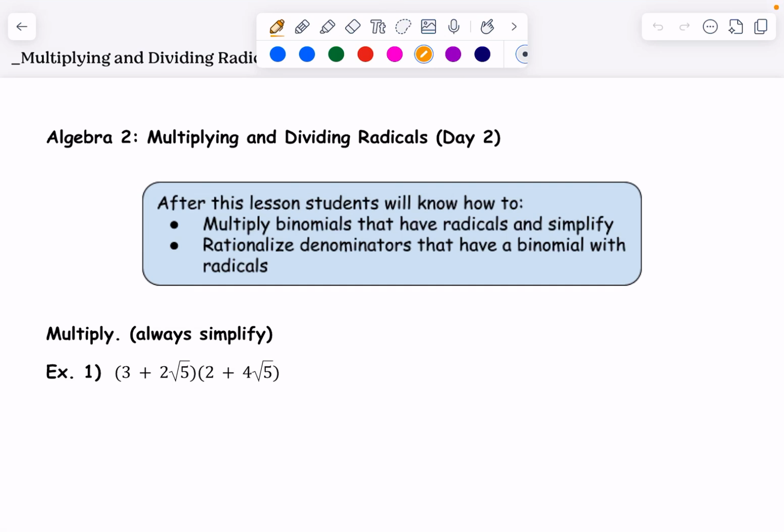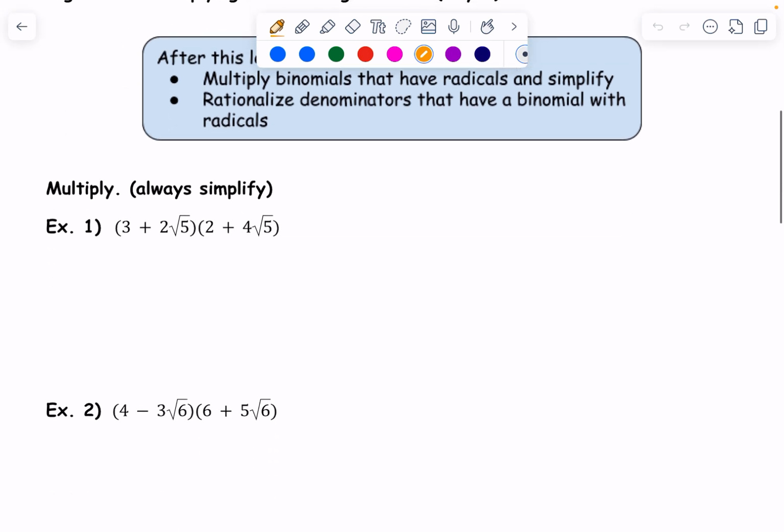Today we're going to do multiplying and dividing radicals again, but this is day 2 because we are going to be multiplying binomials that have radicals and then simplifying them. And then we're also going to rationalize denominators that have a binomial that has a radical. Okay, so let's start. We're always going to make sure that we simplify. That's just a little reminder.